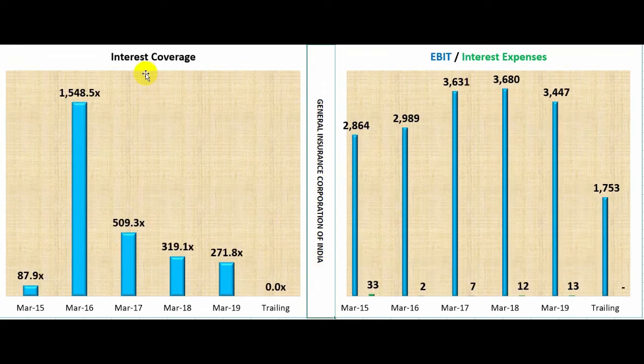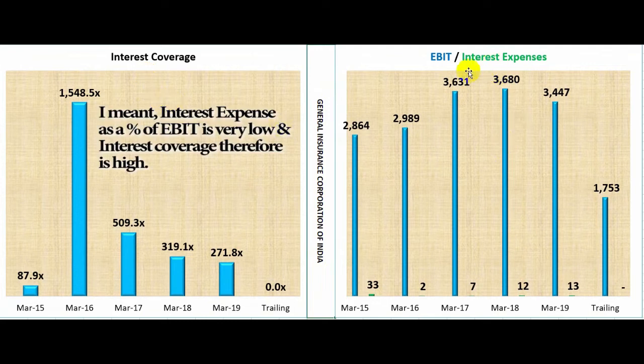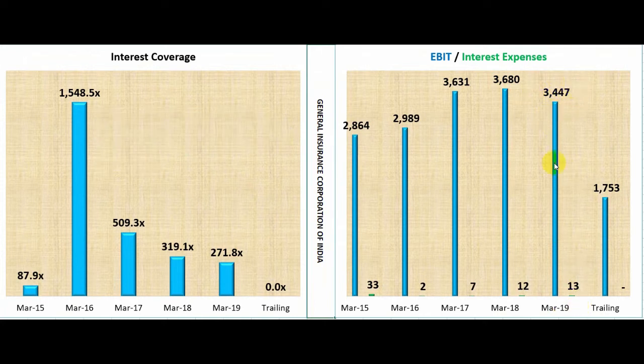Since the company doesn't have any borrowings or debt on its balance sheet, there is no interest outflow, as we saw earlier. So interest coverage is very high. The earnings before interest and tax in March 19 is 3,447 crores, against which the company had to pay just 13 crores as interest cost or finance cost.